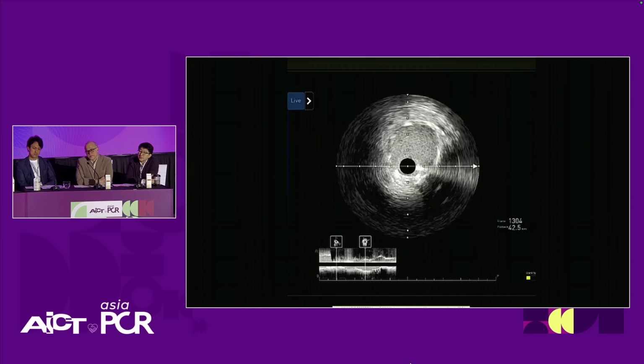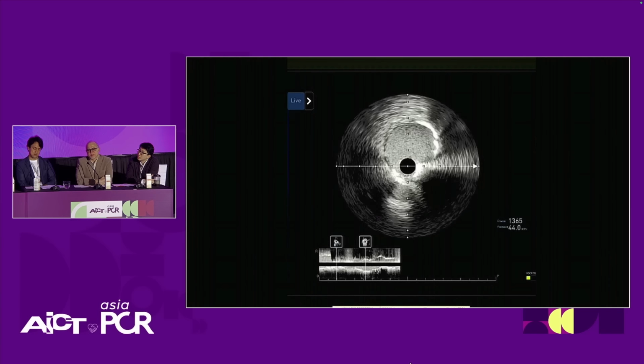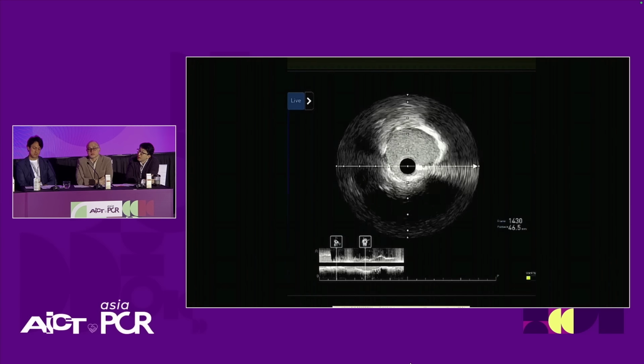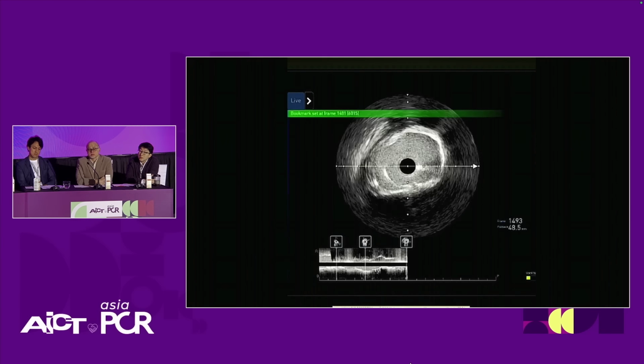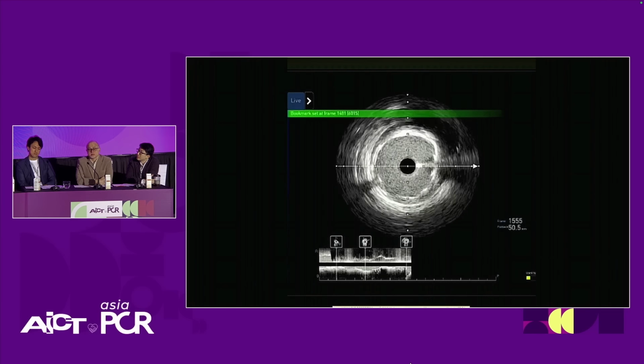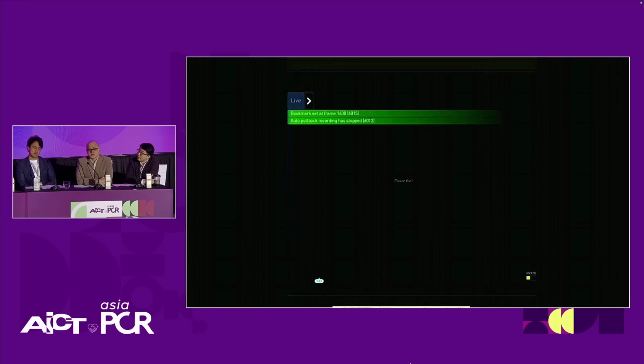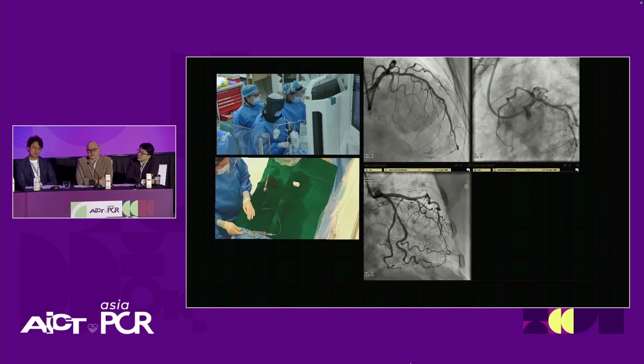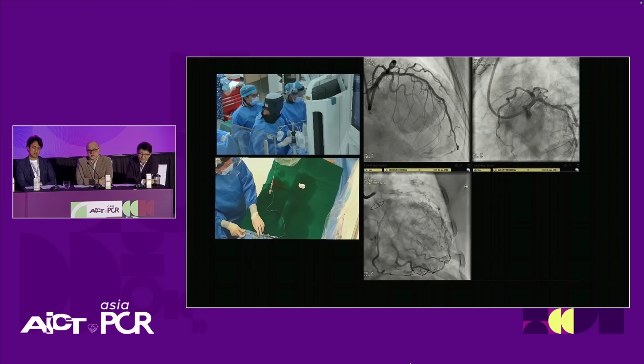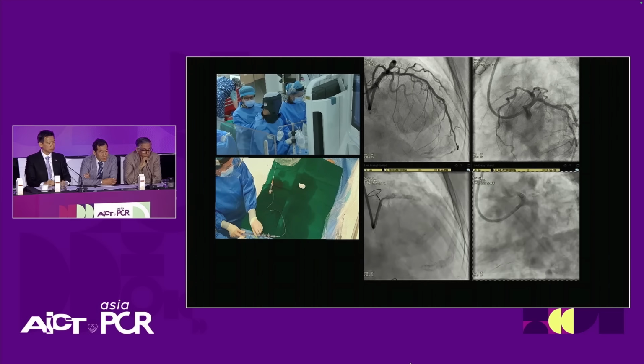So there are some nice features on the DCB. I think we got good luminal gain at the distal part, and the dissection planes do tell us, based on the animal model studies and things like that, that we're going to have a good result and reduced late lumen loss. So I think it's a nice result. And this final angio looks fantastic, man.